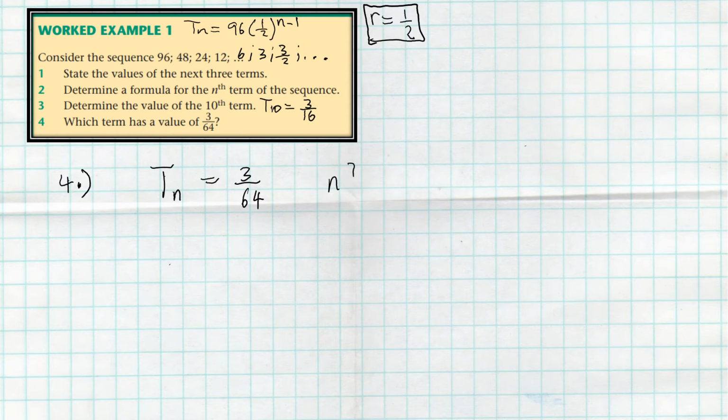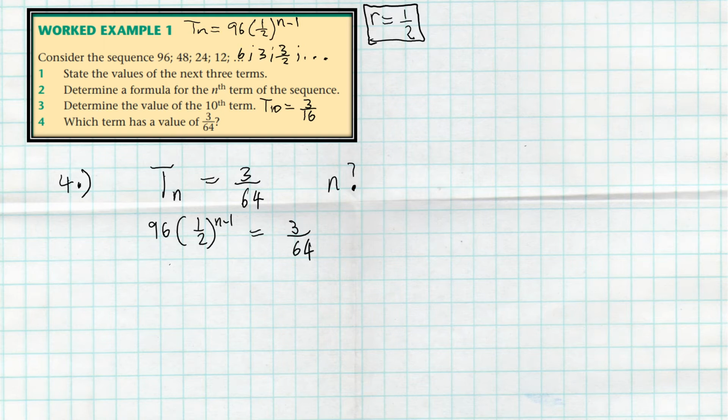So we need to calculate n to see which term, the number or the position of the term, that has the value of 3 over 64. So our Tn will be 3 over 64, but we know our Tn is 96 into 1 over 2 exponent n minus 1, equals 3 over 64. Then we can solve for n. Solving for n is just applying some algebra and knowing the laws of exponents.